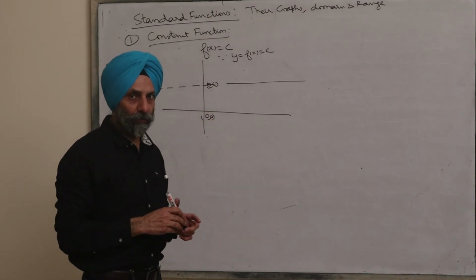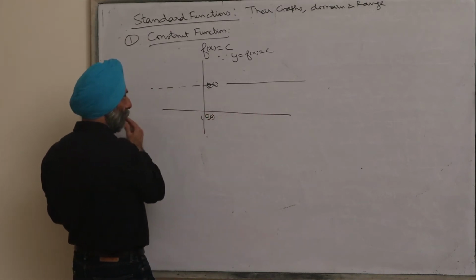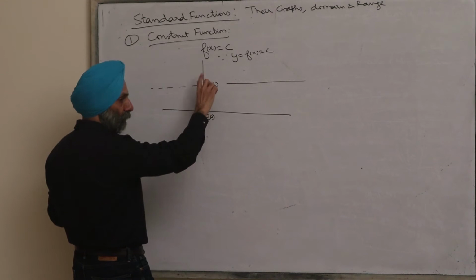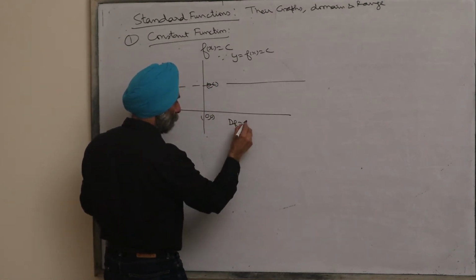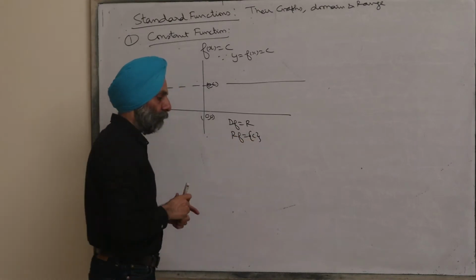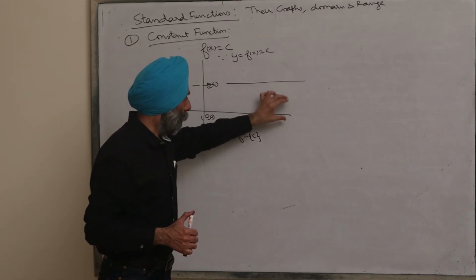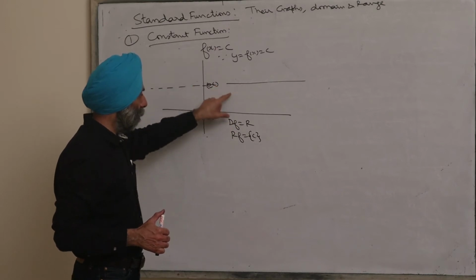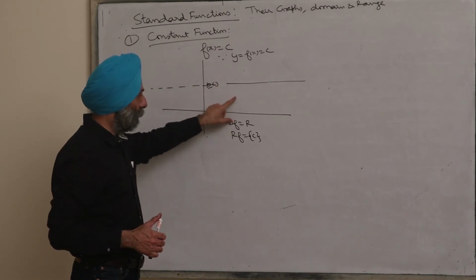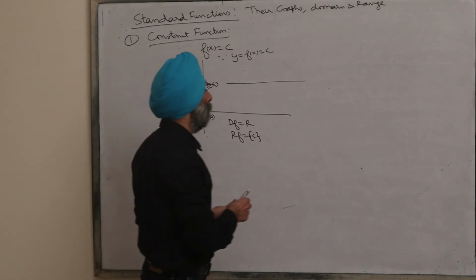Now looking at the graph, you can see that x can take all the values over whole of the real line, but y will take only one single value, that is your c here. So therefore, domain of this function is whole of the real line, range of this function is one particular value c. That is, x can take whole of the real line, but y can take only one single value, that is your c here. So this is the domain and this is the range of the function.